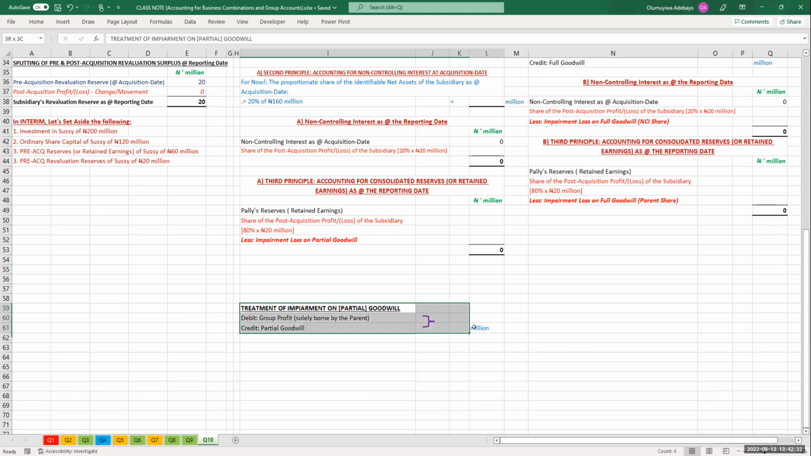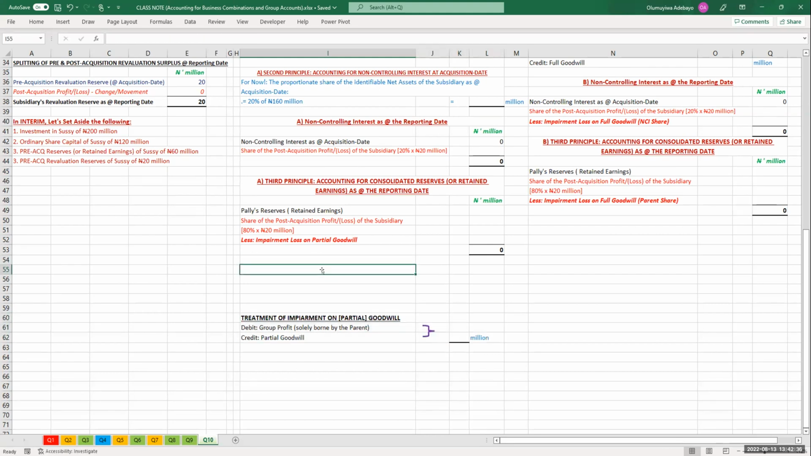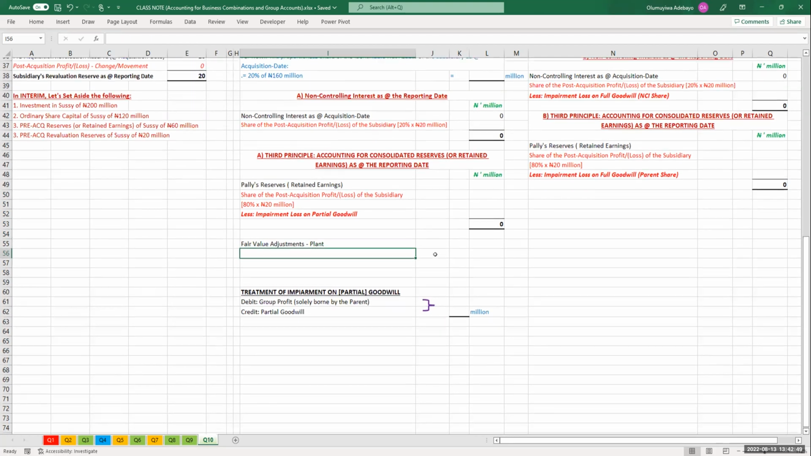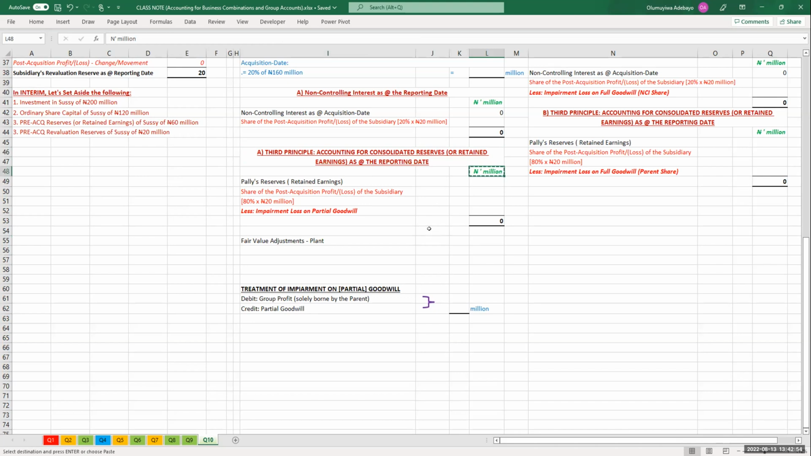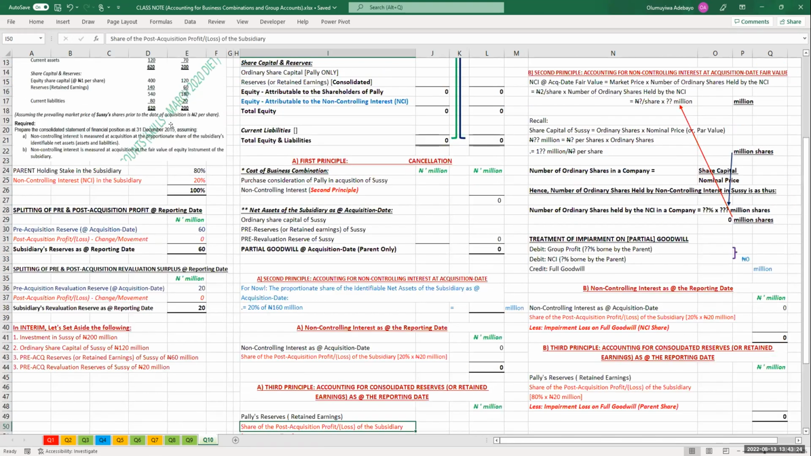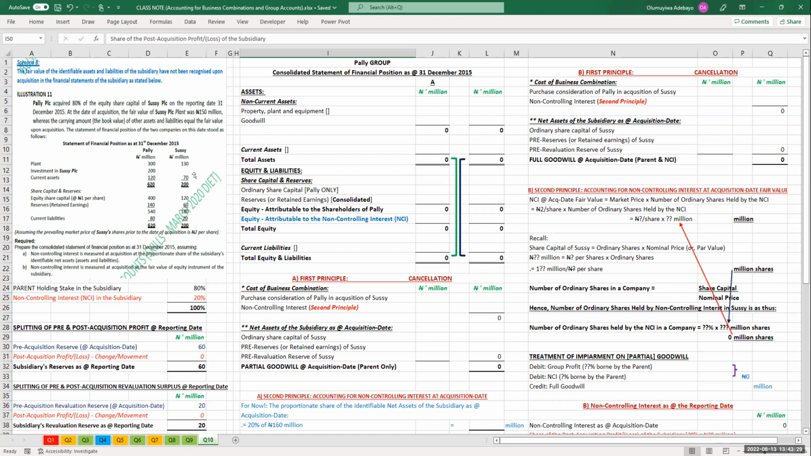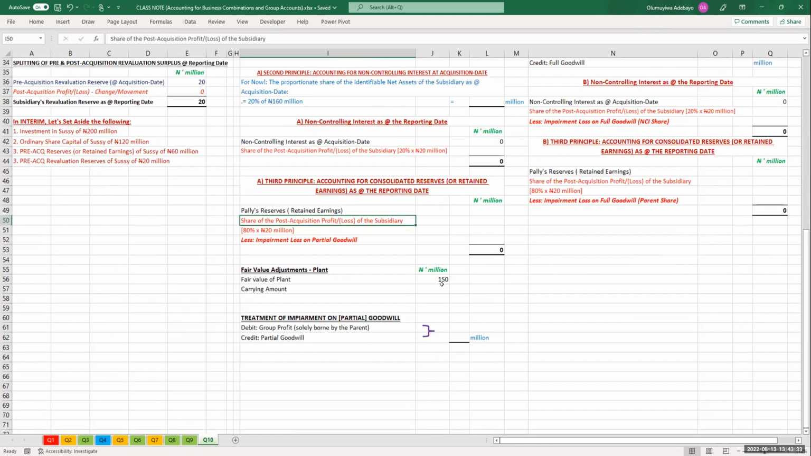I can start by naming it fair value adjustment. Plant. All figures in millions. Now, I'll compare the fair value of the plant with the carrying amount of the plant. What is the fair value? 150 according to the question, which we have here. And the carrying amount is what you see in the balance sheet as at the acquisition date. Remember, we are still at acquisition date, and it's 130.